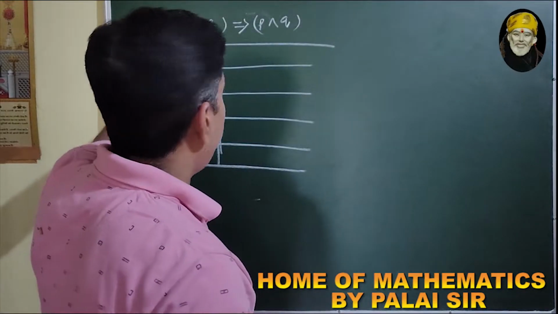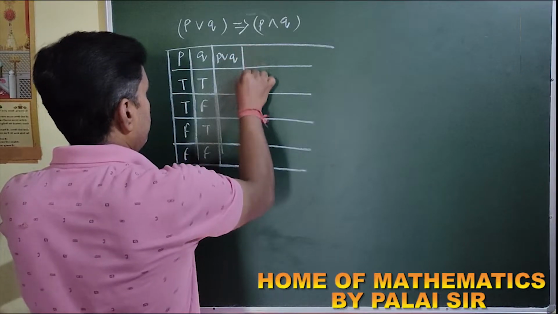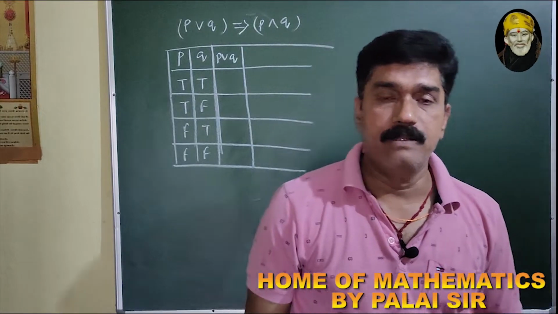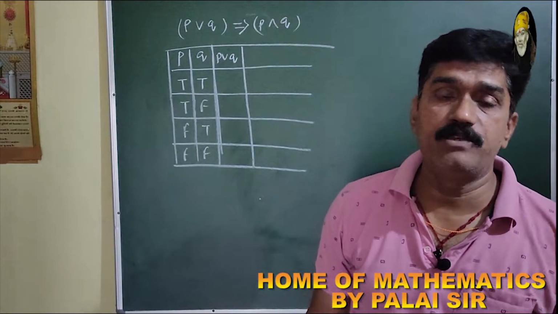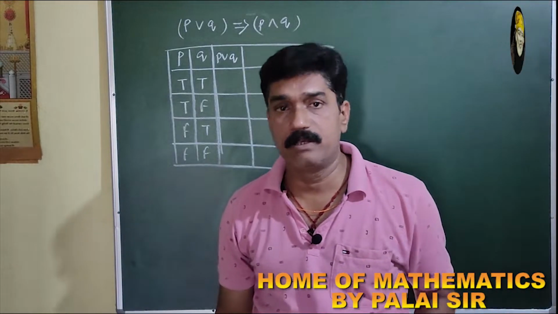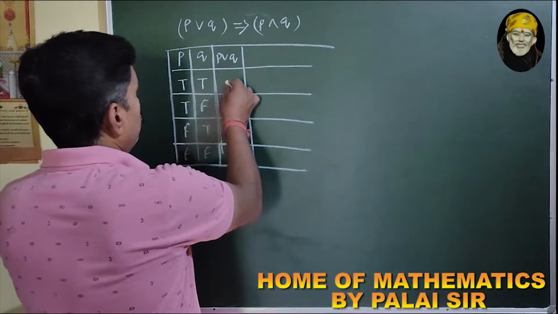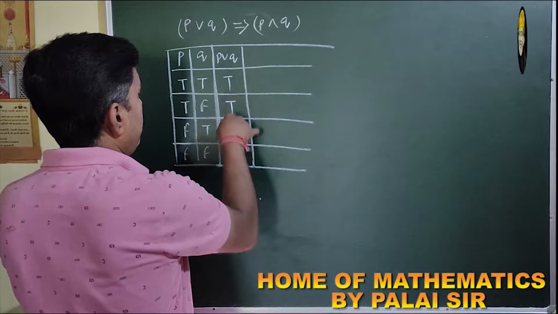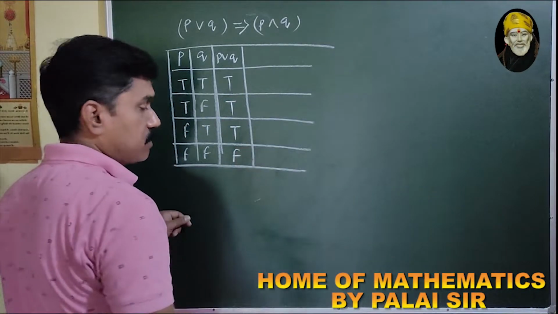Now, first on the left side, it is P disjunction Q. You write here P disjunction Q. And you know, in disjunction, what happens when both the statements are false? Only then is the disjunction false. Otherwise, the disjunction is true. So here, true, true, this is true. True, false, this is again true. False, true, this is true. But false, false, this is going to be false.